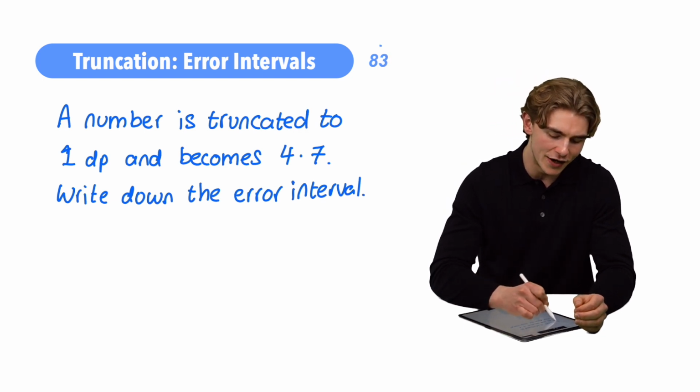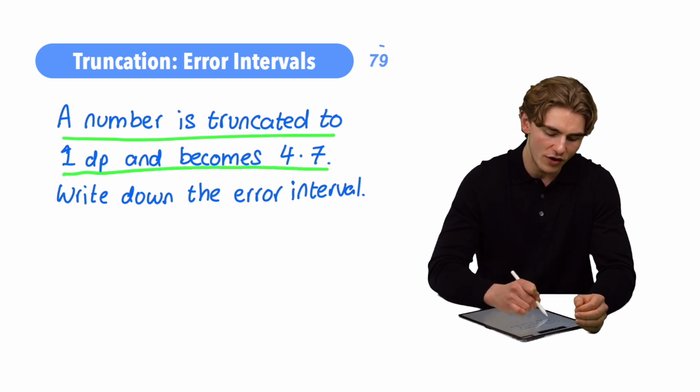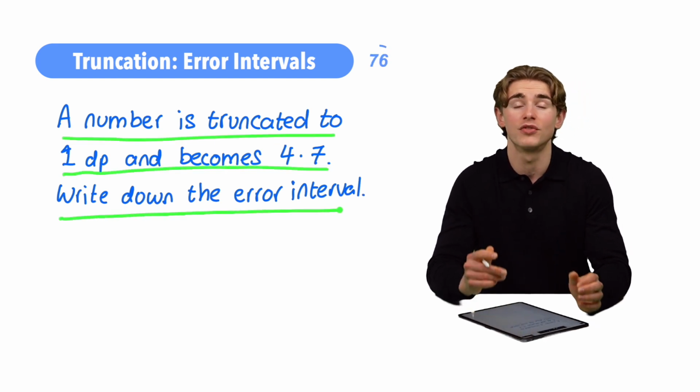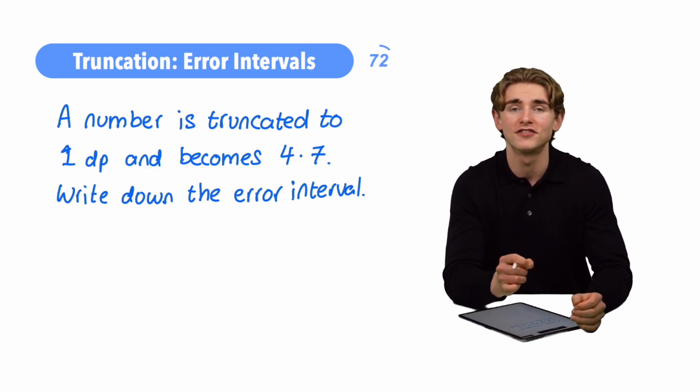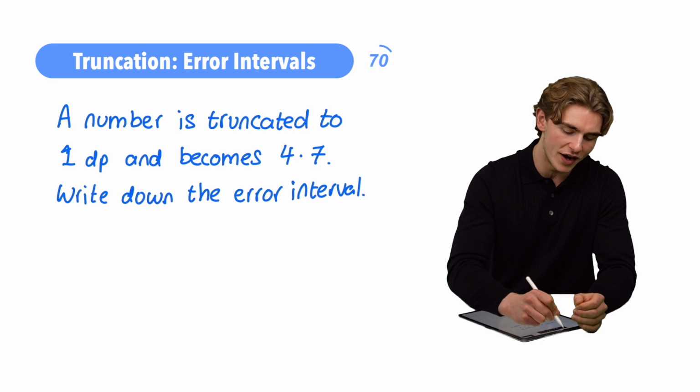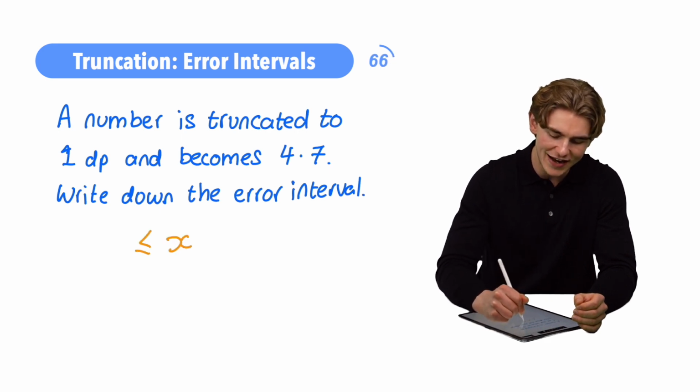The question says a number is truncated to one decimal place and becomes 4.7. We're asked to write down the error interval. The error interval, guys, is going to describe the different possible values that our number could have taken before it was truncated. We're going to call our number x, and we're going to have a less than or equal to sign here and a less than sign here.